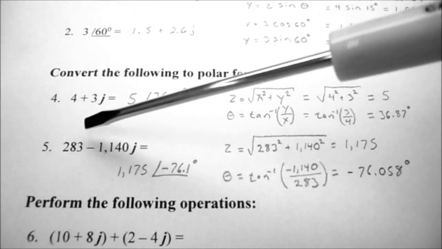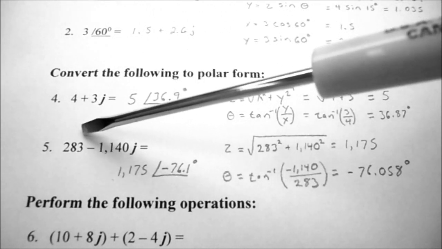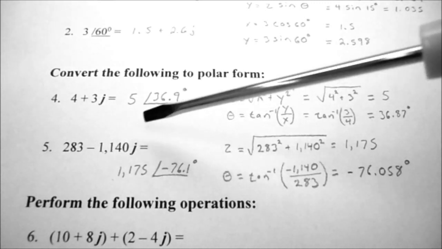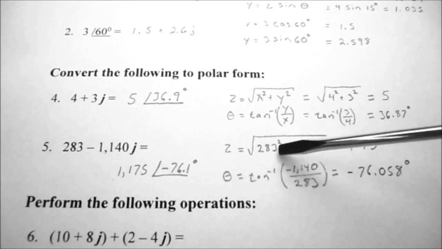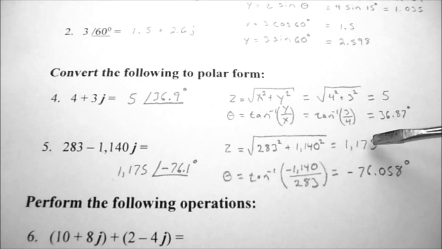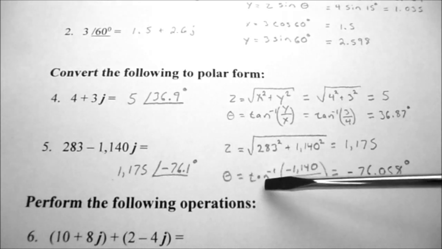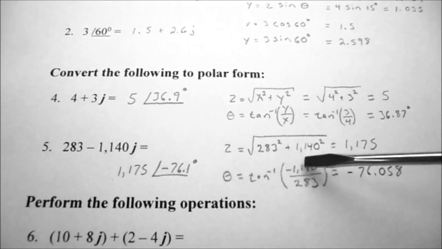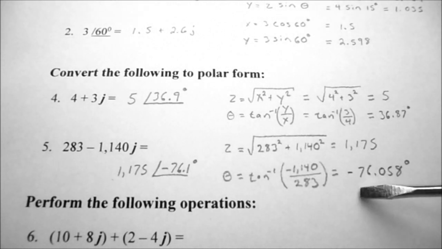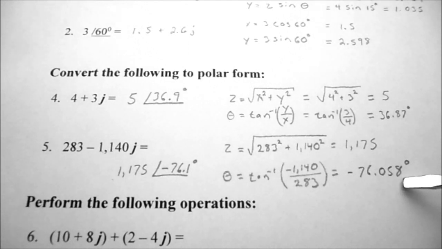Under procedure, step number 5, we're going to convert 283 minus 1,140j. So z is equal to the square root of 283 squared plus 1,140 squared, and that's equal to 1,175. Theta is equal to arctan of minus 1,140 divided by 283, and that's equal to minus 76.058 degrees. And this is one of the calculations that we're going to be doing in one of the labs coming up.